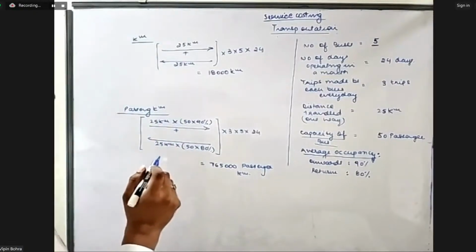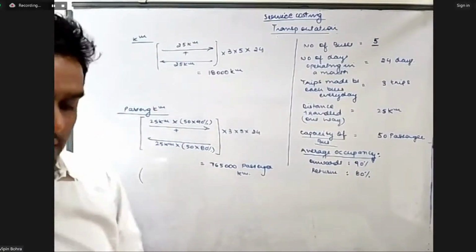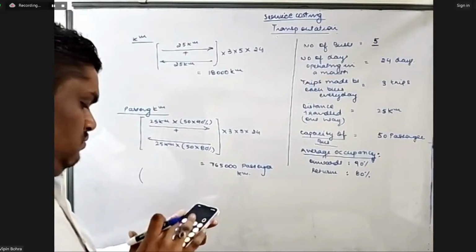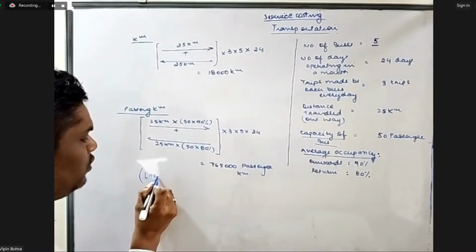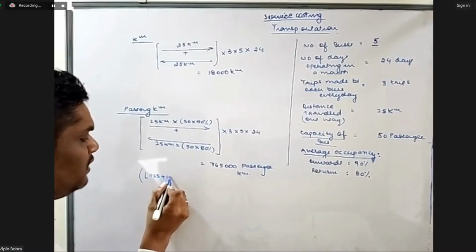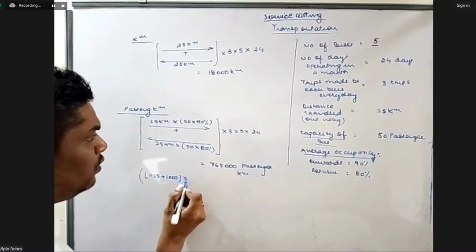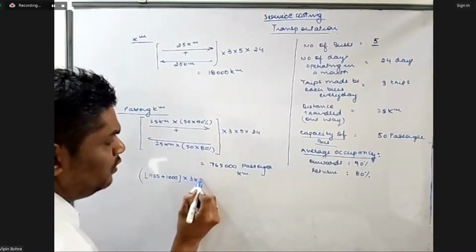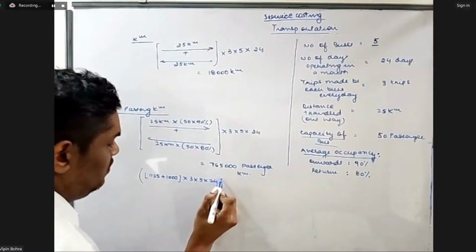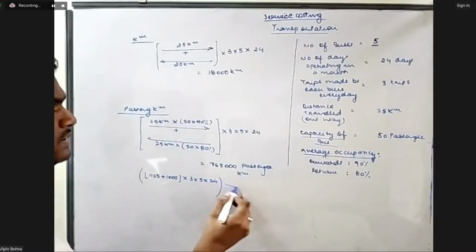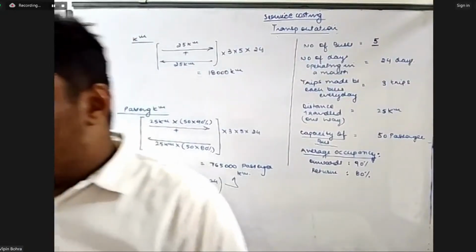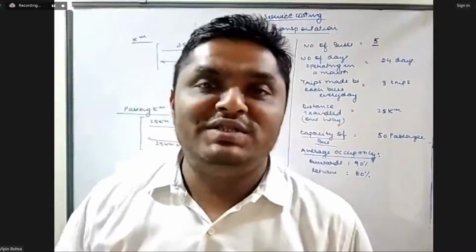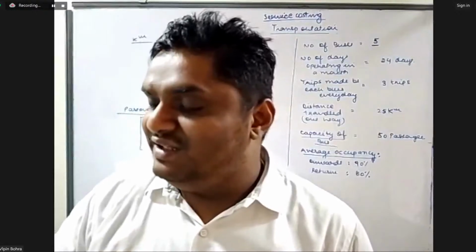Twenty-five into 45 plus 40 into... 1,000 into 3 into 5 into 24. This is how I got 7,60,000. As I told you, Anmol, use this approach. This is the best way to calculate the answer.